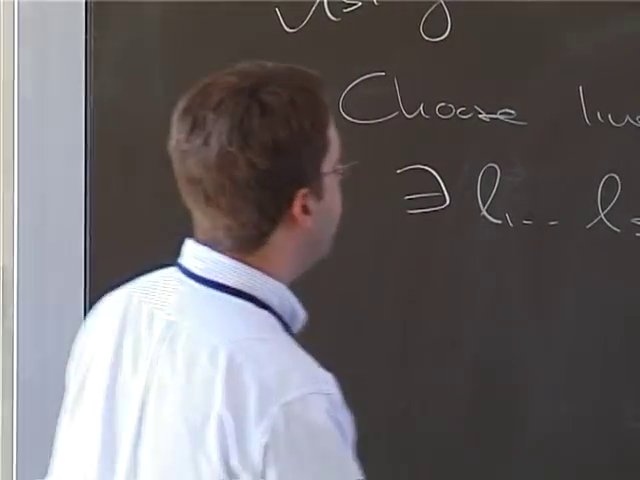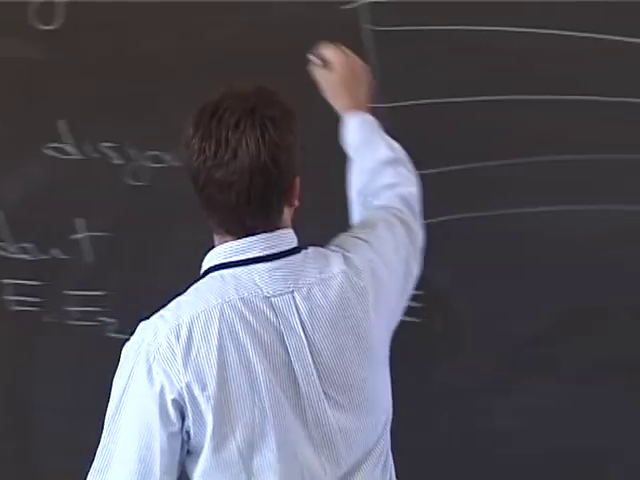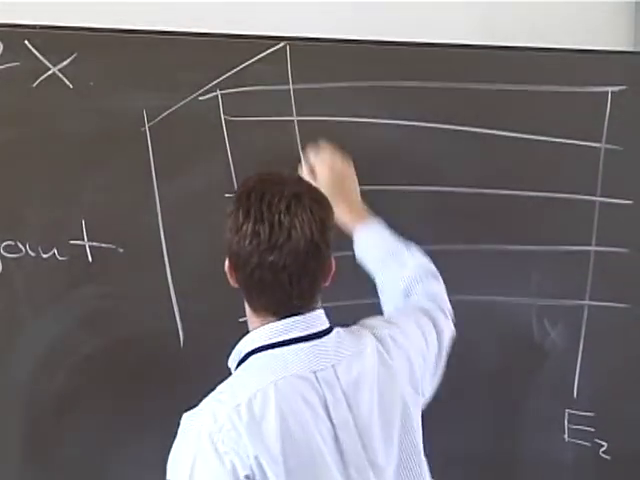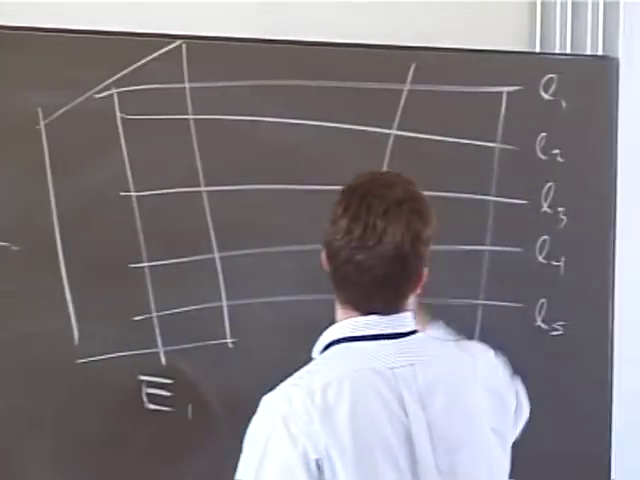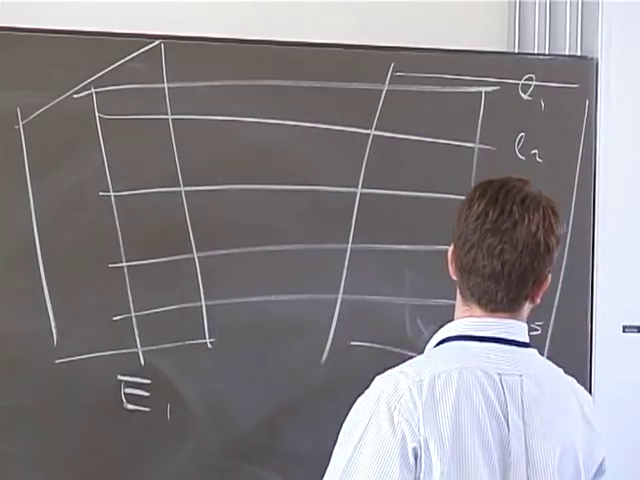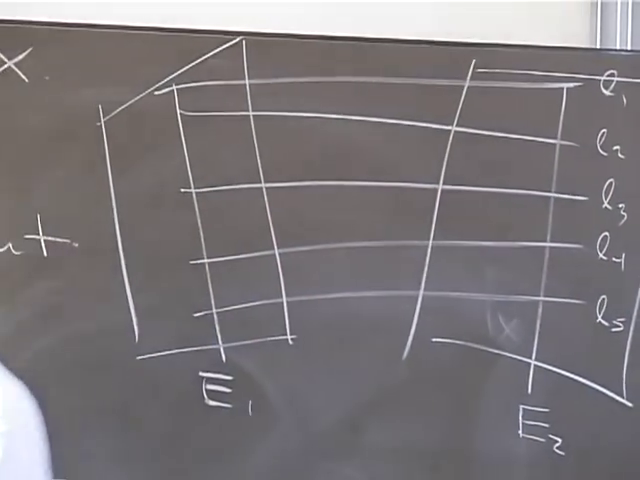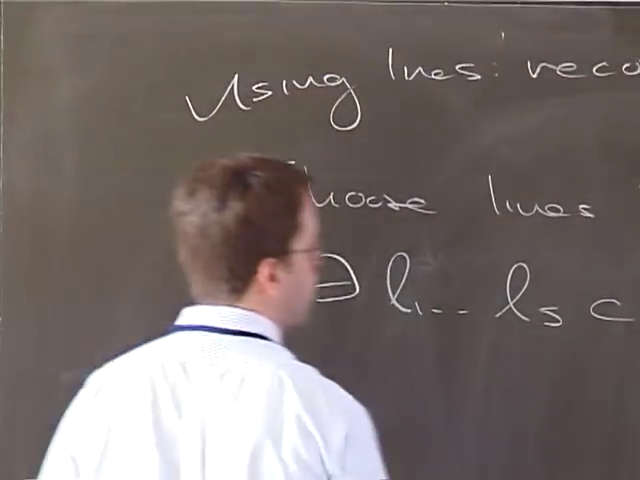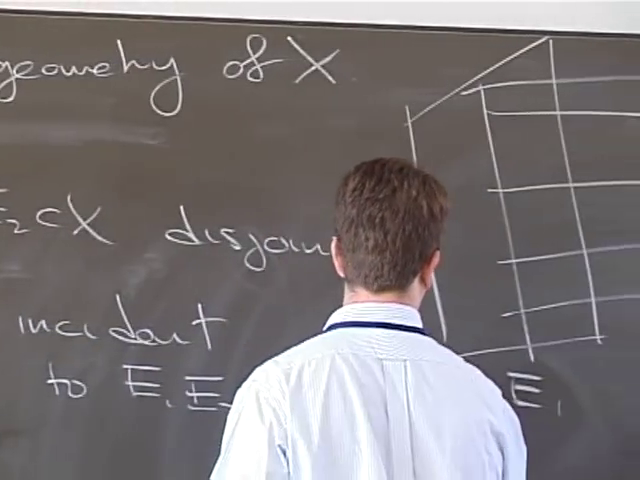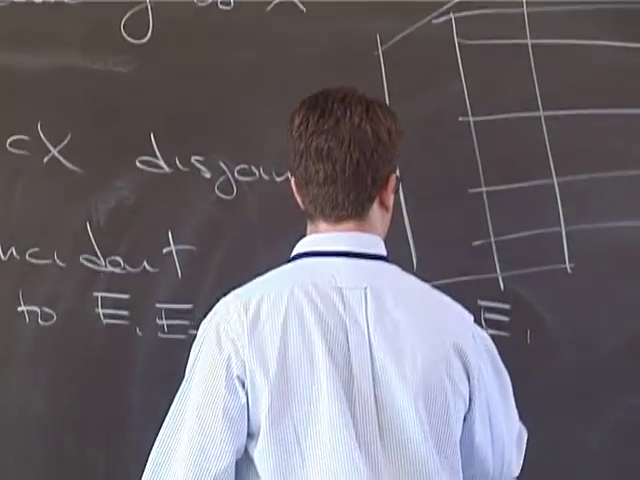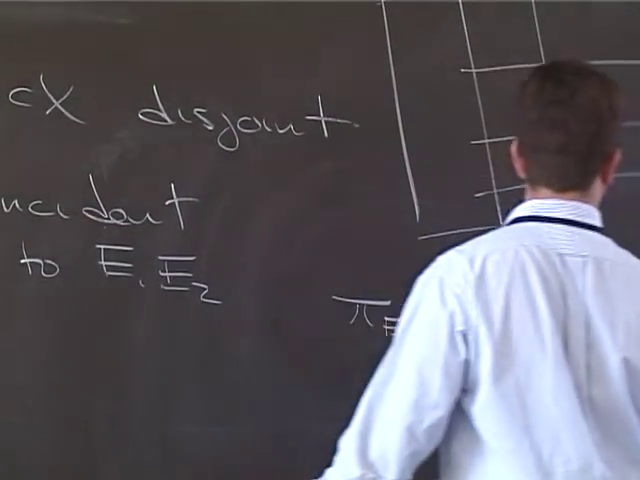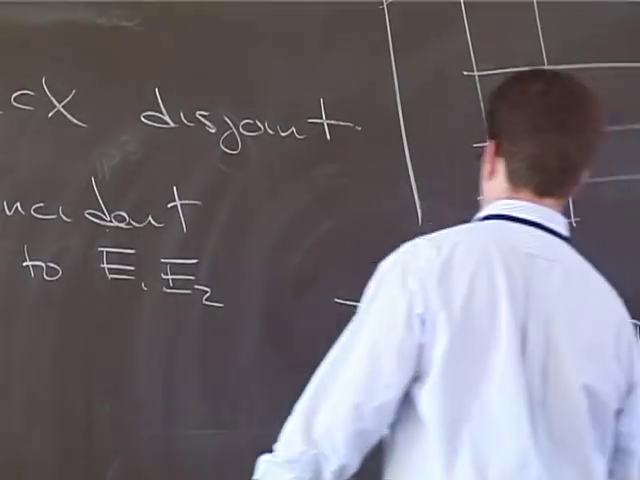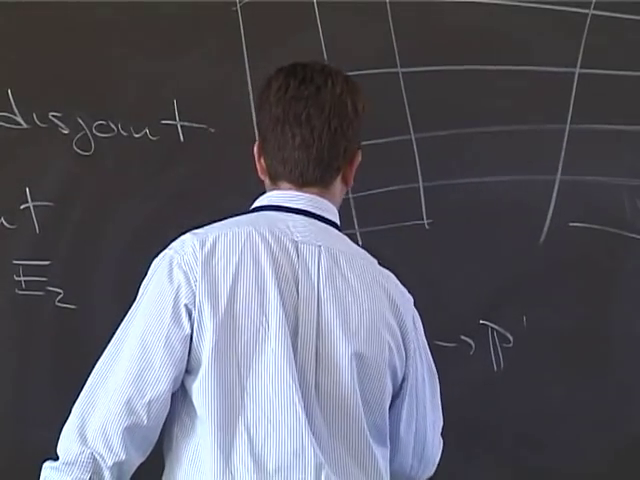And so what I'd like to do is look at all of the planes containing E2, and look at the projections from P3 into P1. So these are the projection maps.